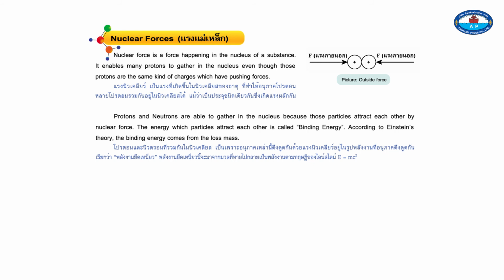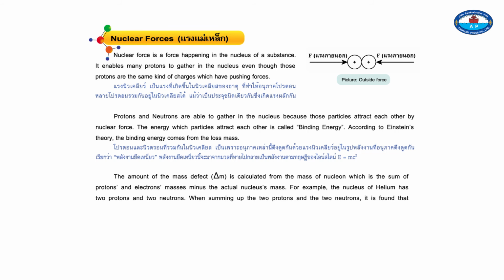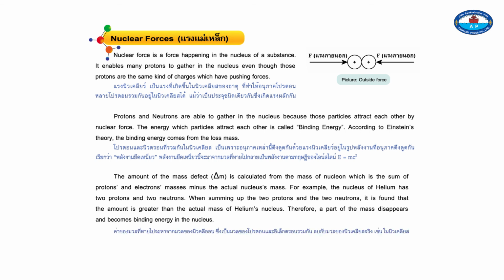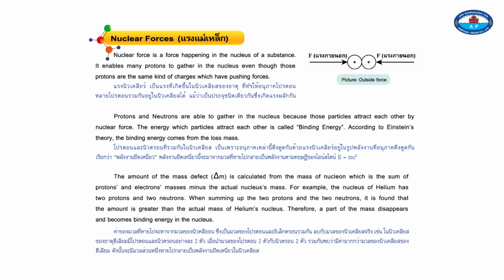According to Einstein's theory, the binding energy comes from the loss of mass. The amount of mass defect is calculated from the mass of the nucleons, which is the sum of the protons' and neutrons' masses, minus the actual nucleus's mass. For example, the nucleus of helium has 2 protons and 2 neutrons. When summing up the 2 protons and the 2 neutrons, it is found that the amount is greater than the actual mass of helium's nucleus. Therefore, a part of the mass disappears and becomes binding energy in the nucleus.